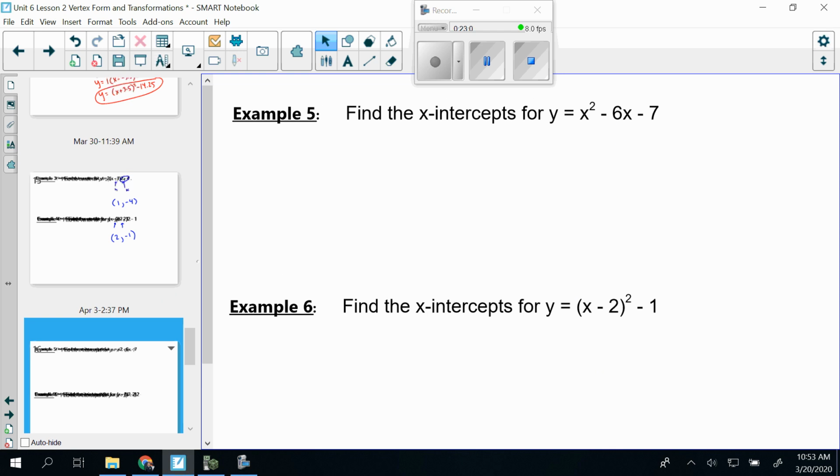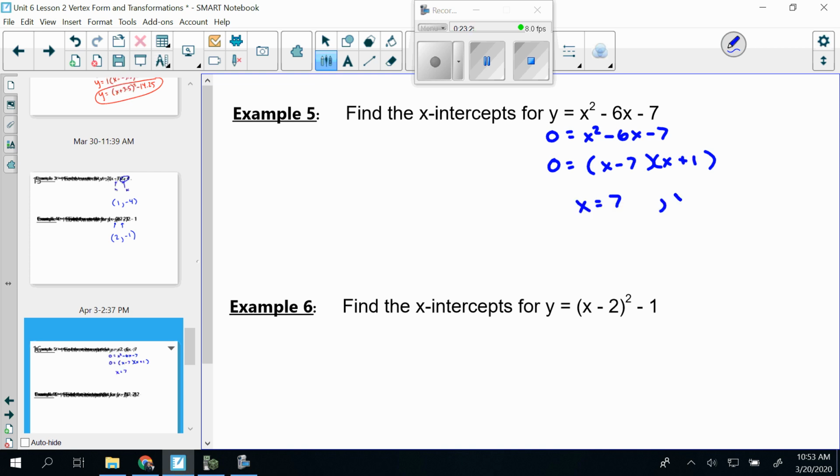Okay, find the x-intercepts. Recall when you're doing x-intercepts, that's putting 0 in for y and then solving. You can do that by factoring, the quadratic formula, solving with square roots, whatever's easiest. This one I believe can be factored. You've got 2 factors here. What's going to multiply to negative 7 and add to 6? Looks like minus 7 plus 1. And so our two x-intercepts would be at 7 and negative 1.